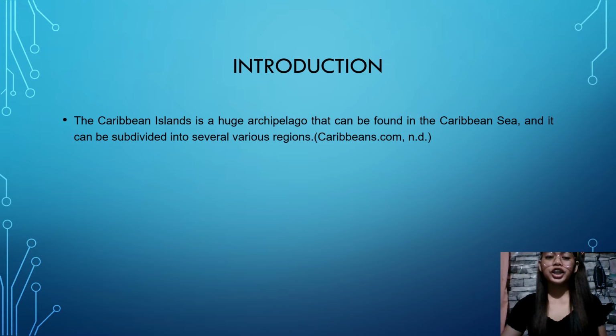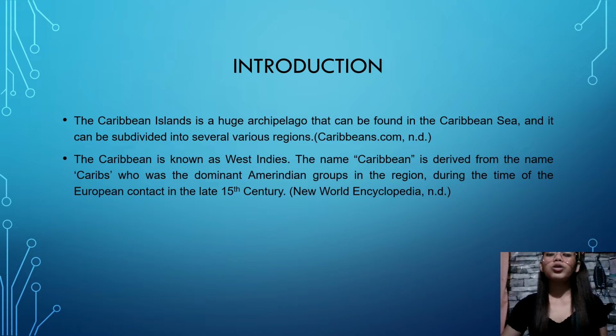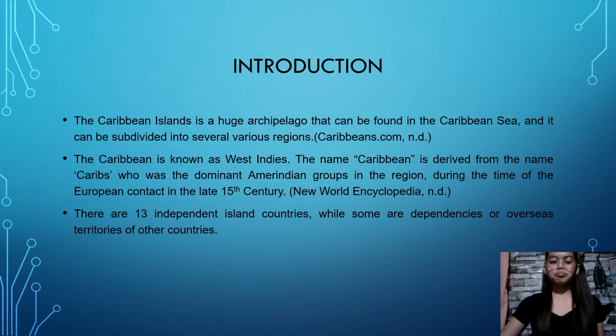As an introduction, the Caribbean islands is a huge archipelago that can be found in the Caribbean Sea, and it can be subdivided into several various regions according to Caribbeans.com ND. It is also known as West Indies. And the name Caribbean is derived from the name Caribs, who was the dominant Amerindian groups in the region during the time of the European contact in the late 15th century, and it was according to New World Encyclopedia ND.